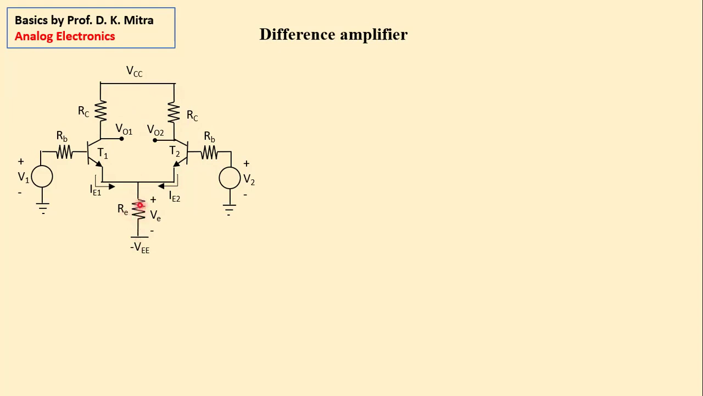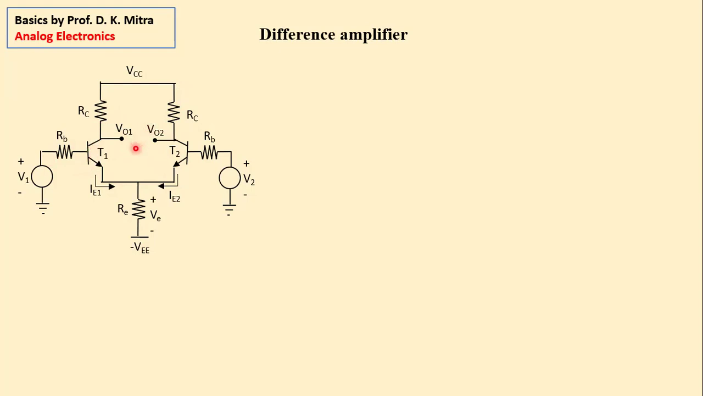This resistor RE works as an emitter resistor for transistor T1, and also the emitter resistor for transistor T2. Let us consider the voltage drop across RE is VE, as shown here. The emitter current is IE1, the emitter current in transistor T2 is IE2, and practically IC2 and IE2 are the same, IC1 and IE1 are the same, and IC or IE is beta times IB, the base current which flows.